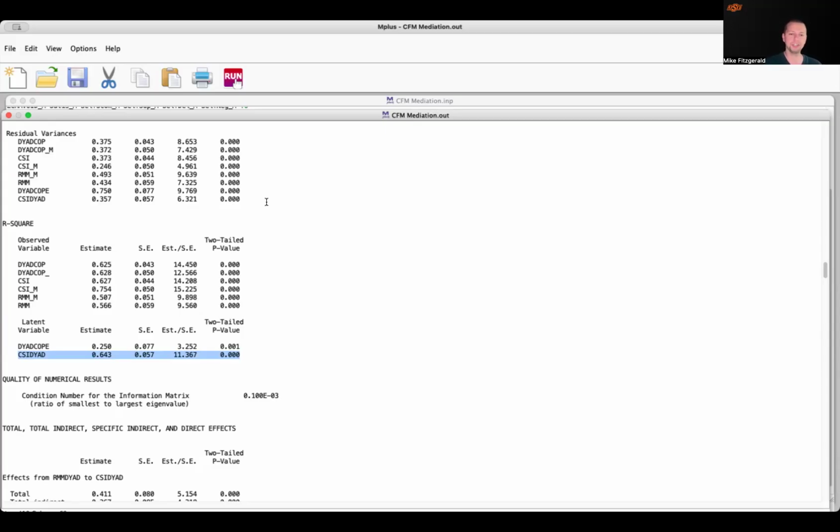But for here, we will actually finish up. This is the common fate mediation model.